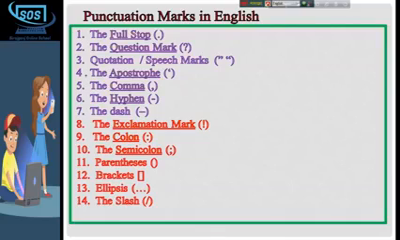Students, more or less, there are 14 important punctuation marks in English grammar. They are the full stop, the question mark, quotation or speech marks, the apostrophe, the comma, the hyphen, the dash, the exclamation mark, the colon, the semicolon, parenthesis, brackets, slash, and so on.